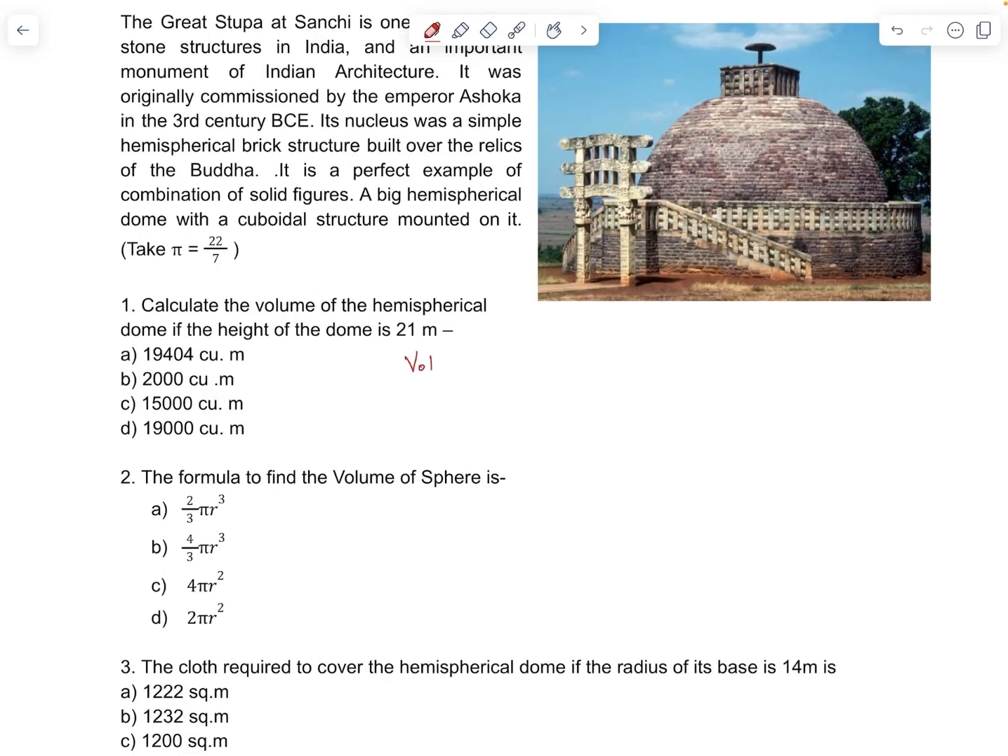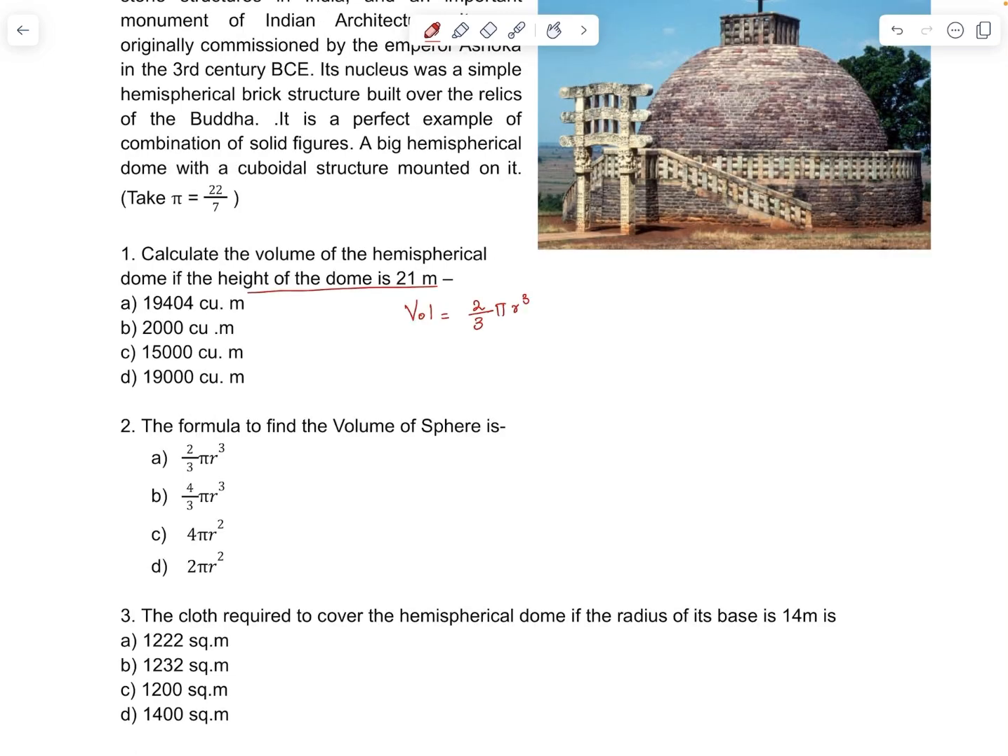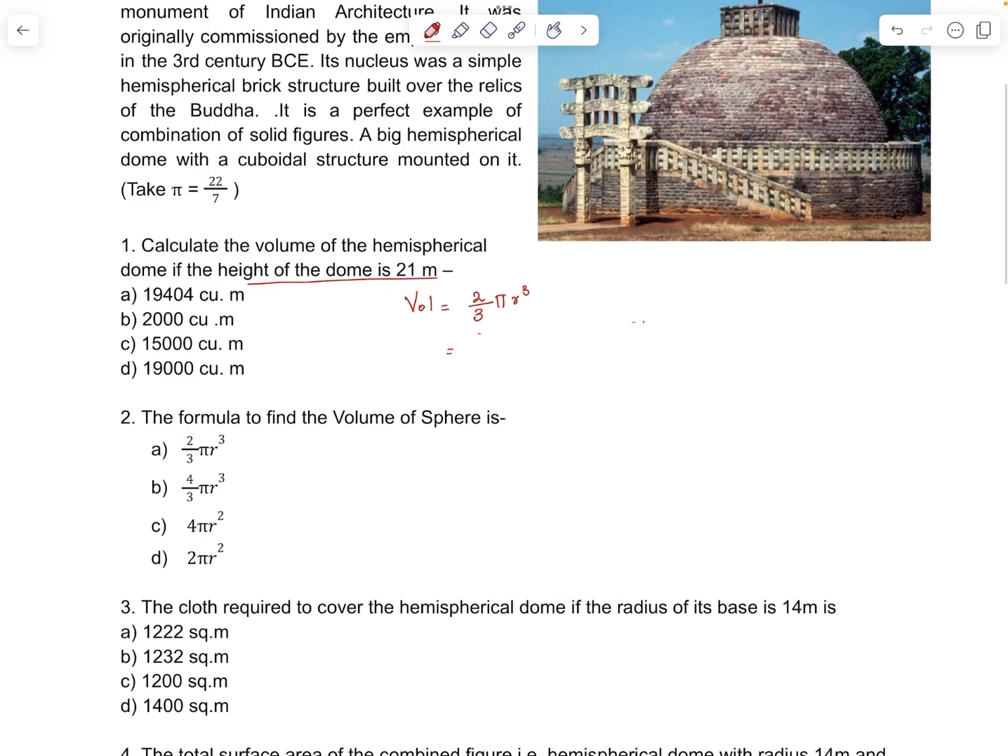The volume of the hemispherical dome is 2 by 3 pi r cube. Here r is not given, but the height of the dome is given. For a hemispherical structure, the height and the radius are same. So this 21 also refers to the radius. 2 by 3 times 22 by 7 times 21 times 21 times 21. On calculating this, we get 19,404 cubic meter. Answer is A.